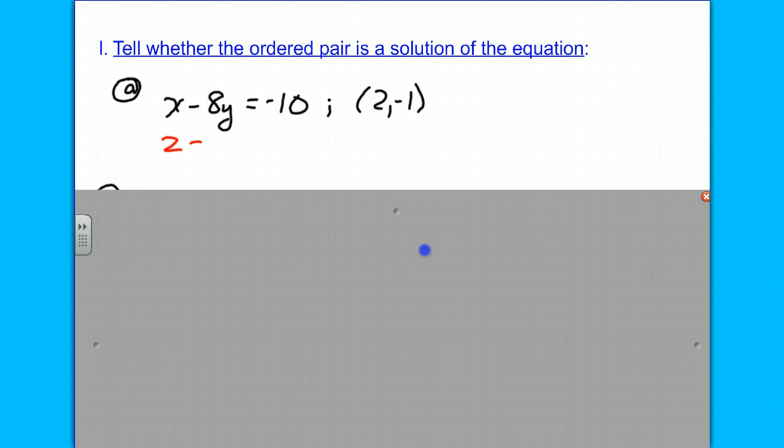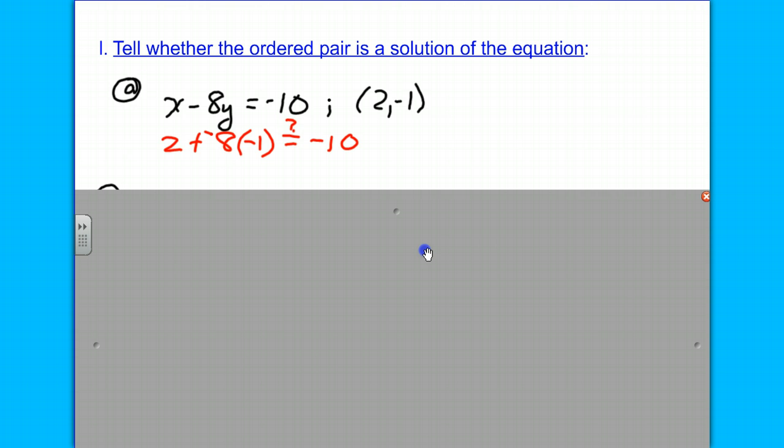Okay, 2 minus 8 times negative 1 equals negative 10. We're testing this, so I like to put a little question mark over the equal sign. When we substitute 2 and negative 1 in for x and y, is this equation true? So let's try it. What is negative 8? Let's change this to adding the opposite first.